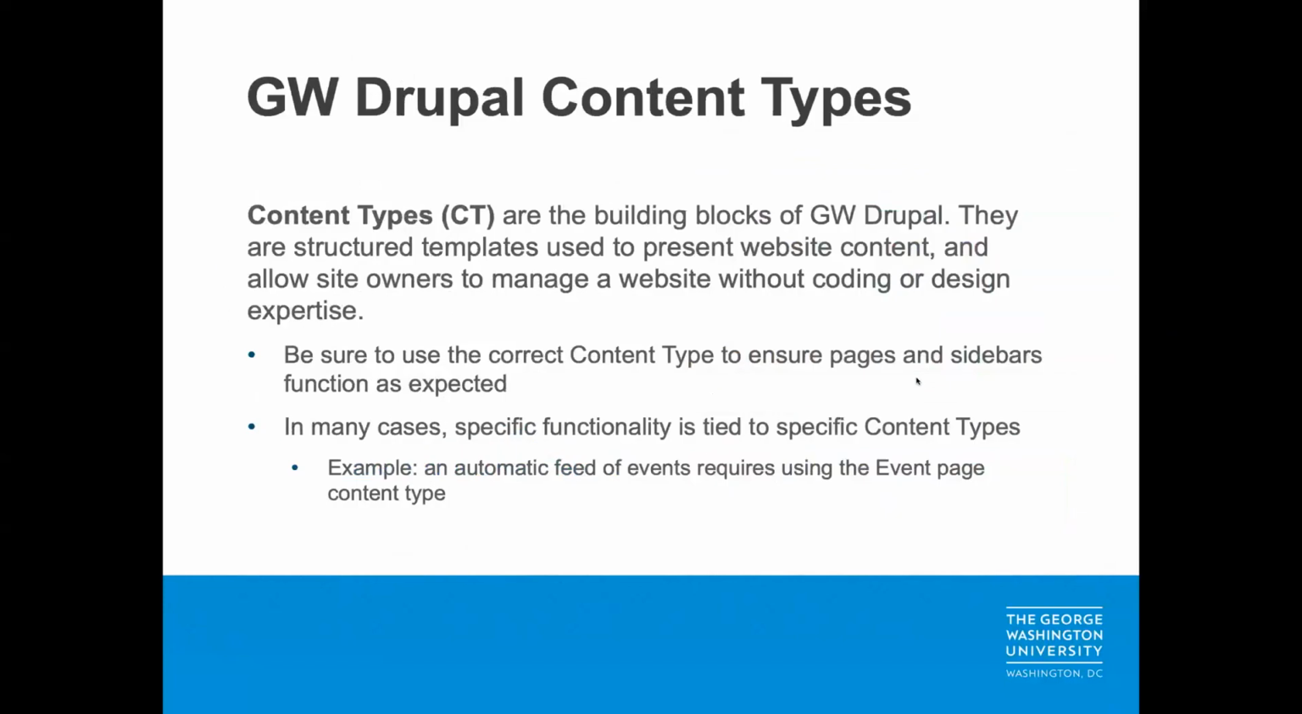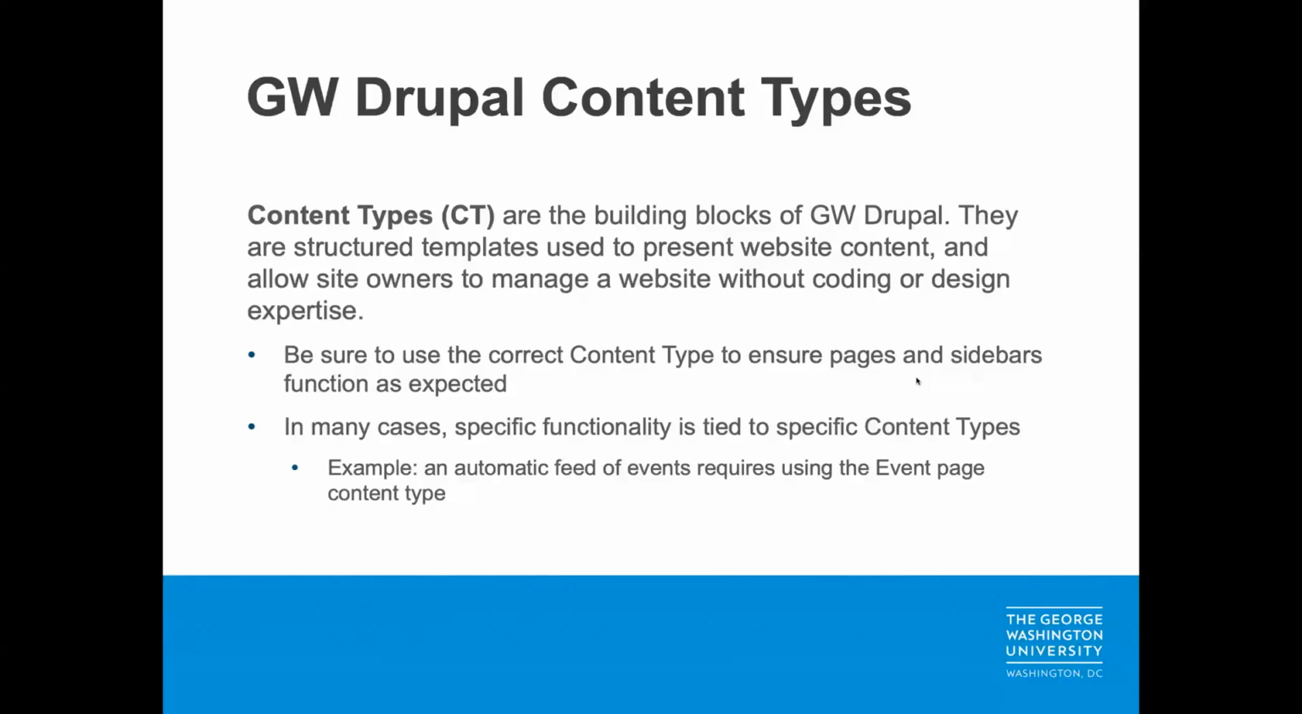Okay. So how you manage your GW Drupal website is using content types. These are basically building blocks or content templates that are designed to present the information that you have in a structured way. So for instance, the various page types, there's a different content type for each one, and there are also different content types for the different types of supporting elements that you might want to have on your website. You always want to make sure you're using the appropriate content type for the information that you're trying to put out, because there's often additional functionality tied to a given content type to allow for certain things to happen elsewhere on your website.